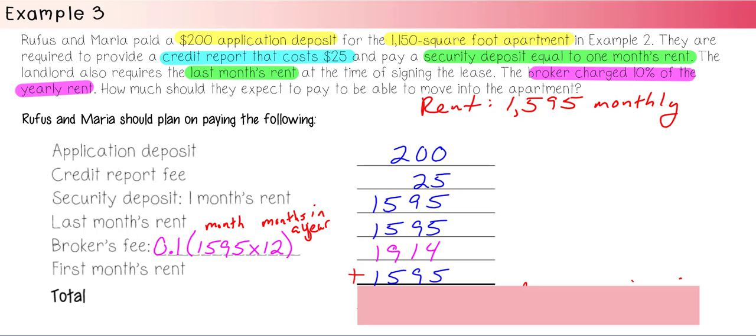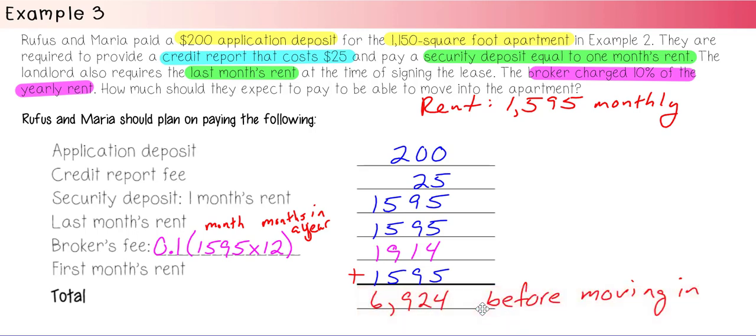So if we total everything up, before Rufus and Maria can even think about moving into this apartment, they need to have $6,924 on hand to pay. So it takes a lot of money when you first move out on your own. You can't start out little. You need to have some savings in place.